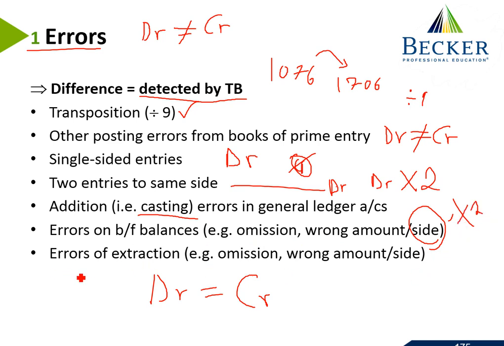And of course errors of extraction. Extraction is when you are preparing your trial balance and bringing down all the ledger account balances into it. That's the process of extraction. So if you omit an account balance, yes, your trial balance will not agree. Or if you put the wrong amount, it will also not agree. Or if you put it on the wrong side, then you have another times 2 error. Okay.